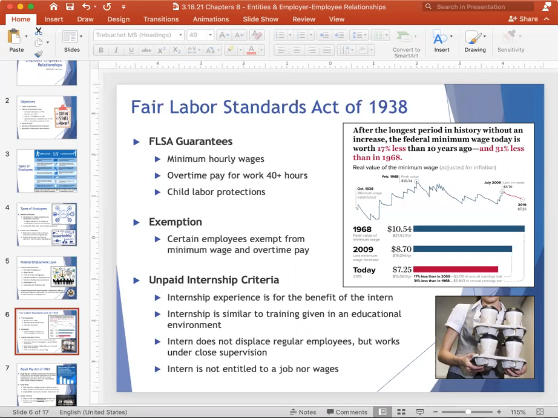So they make a certain amount of money in their job. And also their work responsibilities are typically office-related, non-manual work, related to the general business operations of their employer. These employees' duties typically allow them to exercise discretion and independent judgment with respect to significant matters. And so these exempt employees are essentially not eligible for overtime pay.